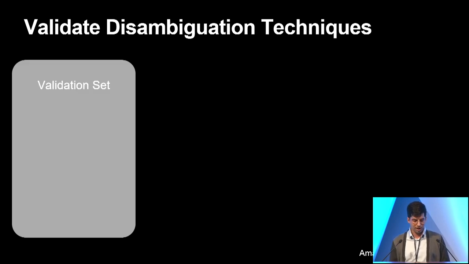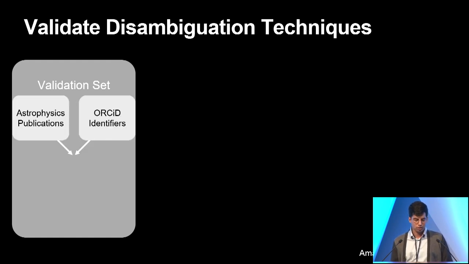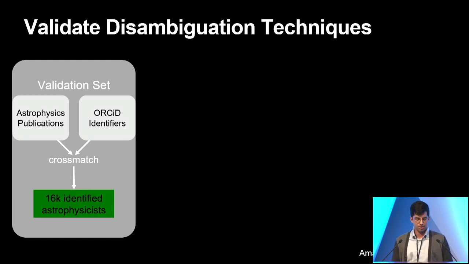And so we wanted to first validate name-based techniques, as our database is of roughly 1.8 million publications. The most prevalent data is the author names themselves, and there are some techniques that use author names, so we wanted to start there. The first thing that we did was create a validation set, and we cross-matched astrophysics publications and ORCiD identifiers, and we found a database of 16,000 identified astrophysicists with the true labels.